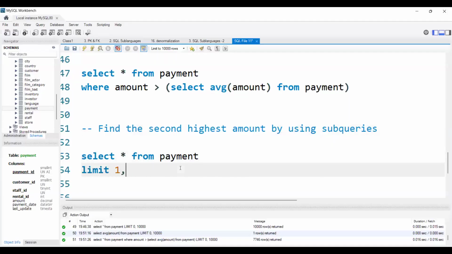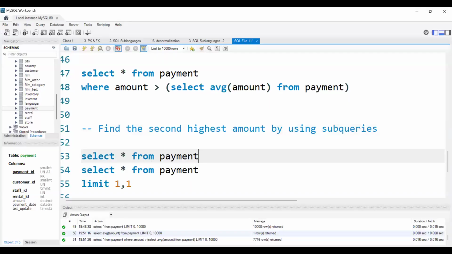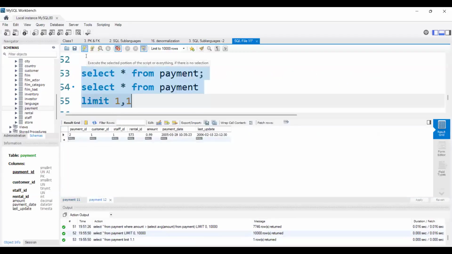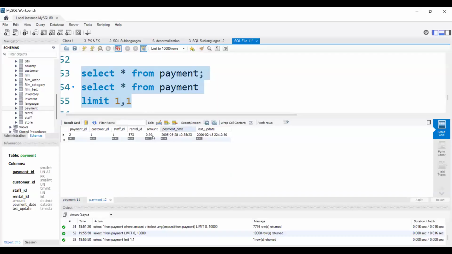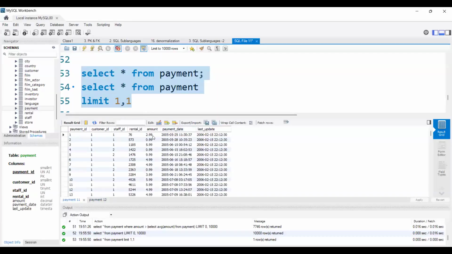Limit 1, comma 1, in the sense, I'm executing these two things. First, I'm executing the complete payment table, and next I'm executing this one. See, the first one just displays the complete table. In the first row I have amount 2.99, second row 0.99. If I directly use limit 1 without an order by clause, it will show me the second row here.